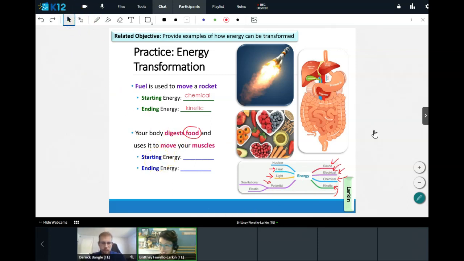Excellent. I see Cody coming in with it. Yes, exactly. Food is just like fuel. So this is absolutely a chemical type of energy. That's what we're starting with. And similarly, if we are moving our muscles, then this type of ending energy is what? Again, thinking about movement, if we are able to use that food, burn it in our bodies to make our muscles move. To make our muscles move, what's that going to be?